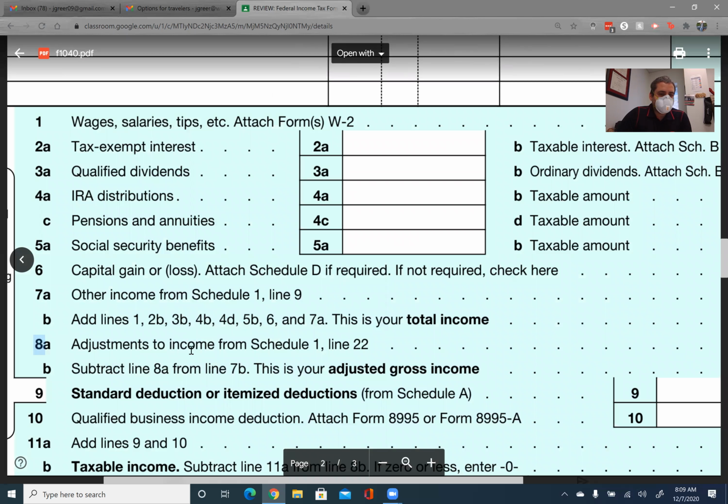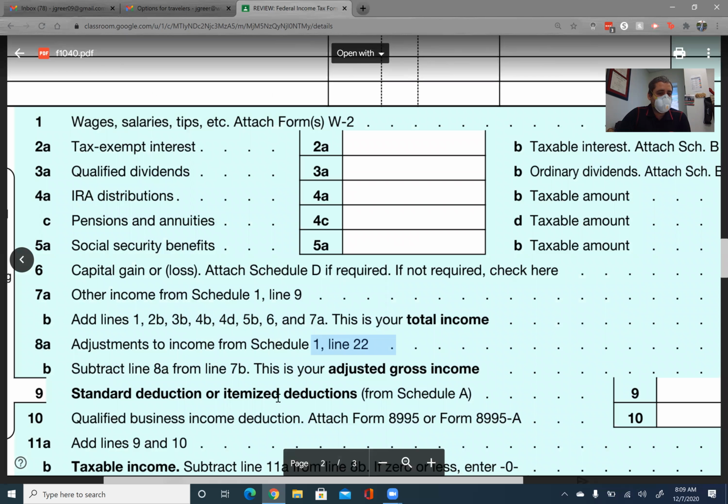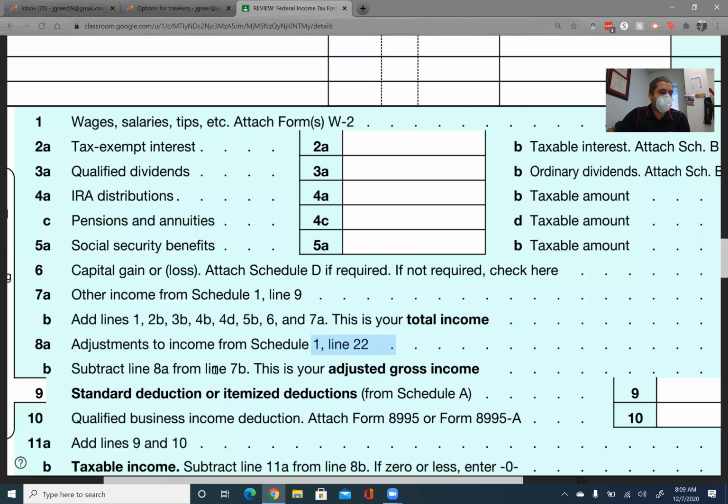So adjustments to income. Okay, we're going to put that information from Schedule 1, line 22 on line 8A, and then we subtract line 8A, this amount, from line 7B, which is our total income. And therefore, that way we're lowering our taxable income. Okay. And that just gets us down here to the adjusted gross income. So it's our gross income, but we've lowered it a little bit.